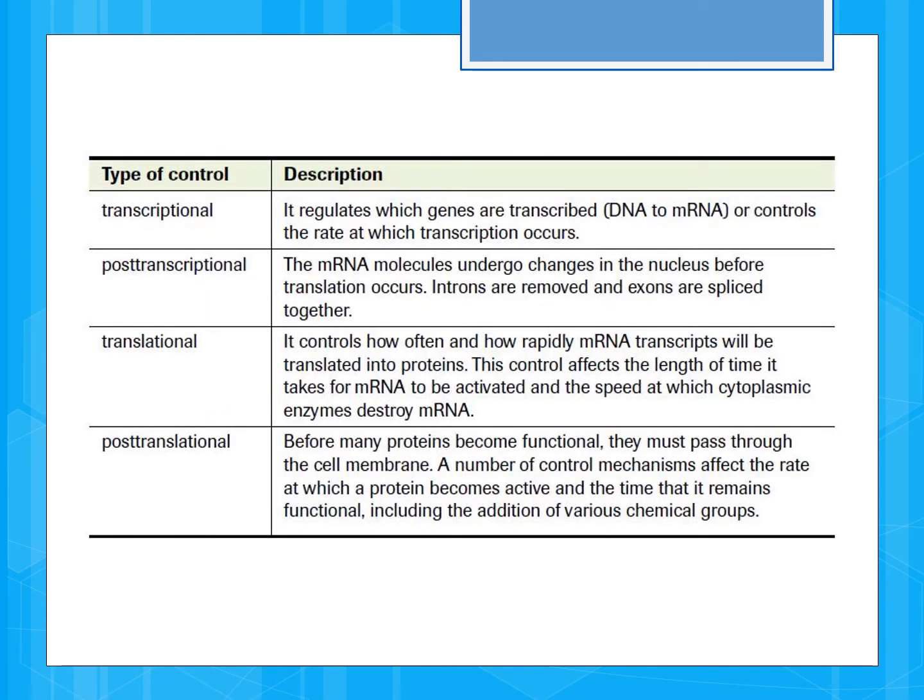So just to summarize some of those different points in the process at which we can regulate gene expression, it can be during transcription, it can be after transcription, which involves alternative splicing, it can be during translation, it can be after translation. Okay, so there's multiple points at which we can influence whether the protein is produced at all and how much of the protein is actually produced.